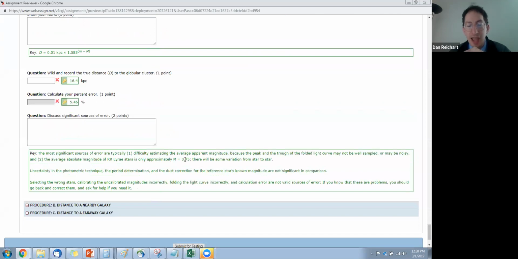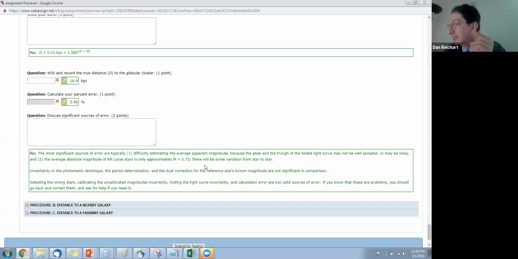For RR Lyrae, the absolute magnitude is 0.75, but there's in reality some variation there. Those are the real sources of error. Sometimes they'll blame the photometric technique, the period determination, or dust diminishing the reference star's magnitude. You can accept it if you want, but those are not really major sources of error.